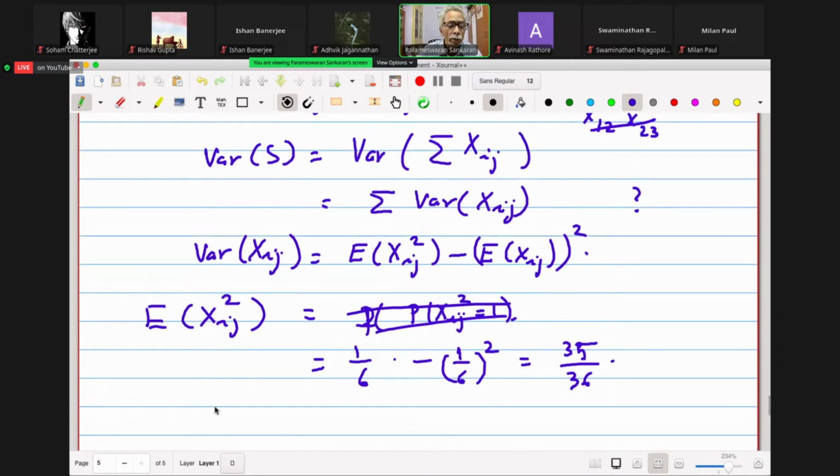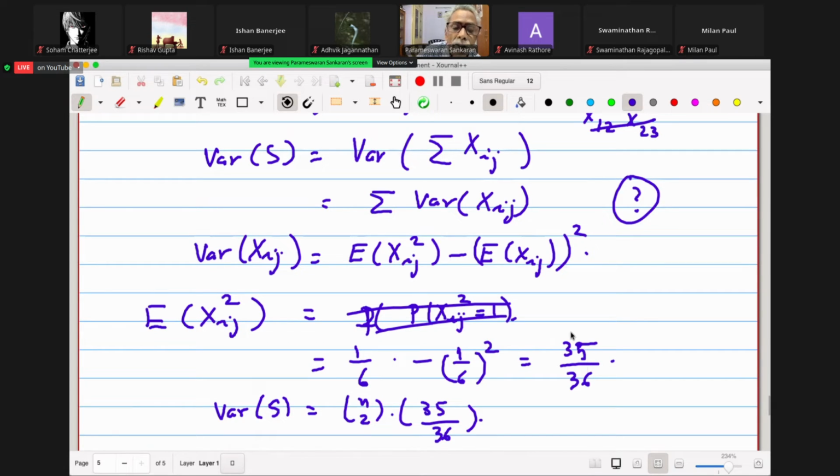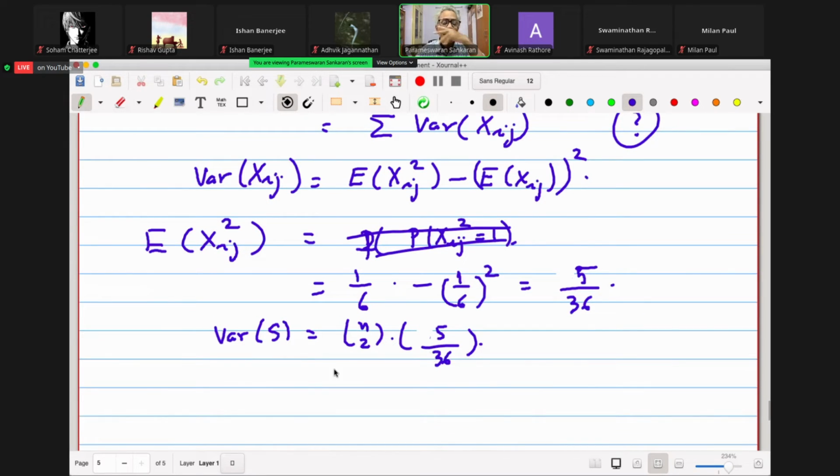So therefore, if this is correct, so I put a question mark in here, the variance of S will be n choose 2 times 35 by 36. I guess that's 5 by 36, not 35 by 36. Sir, I think it should be 5 by 36. Yes, sorry, it's 1 by 6 minus 1 by 36. Absolutely. Okay, thank you. Okay, good. Fine, so this is okay.